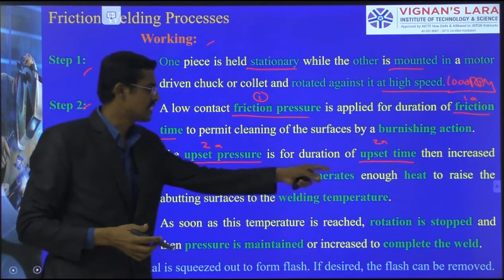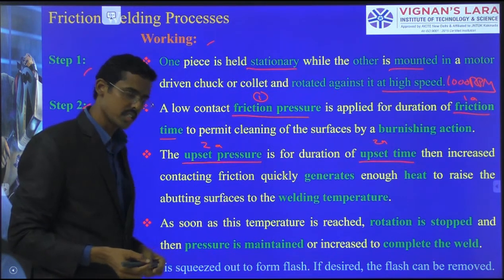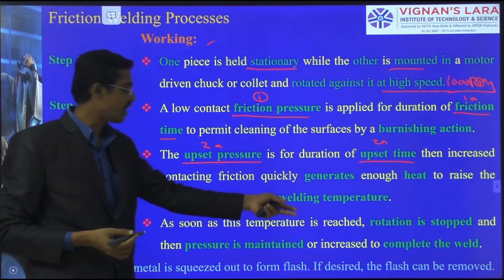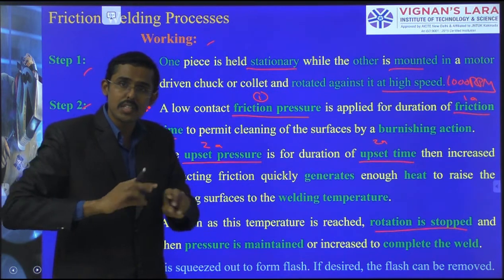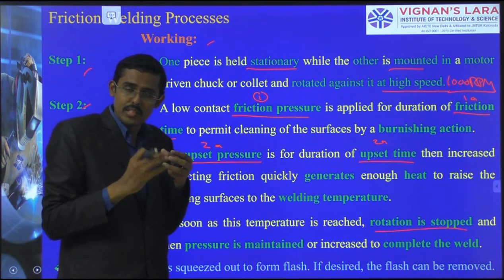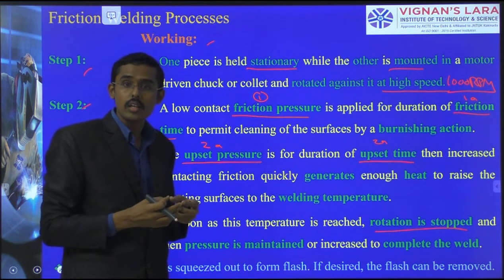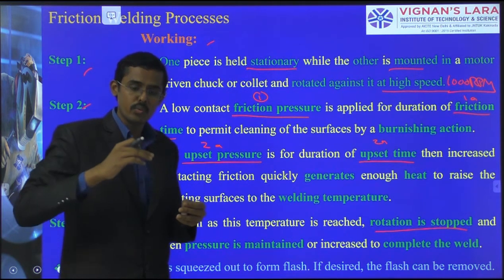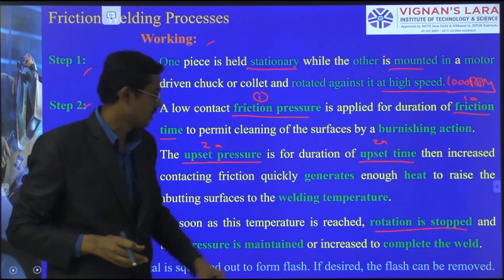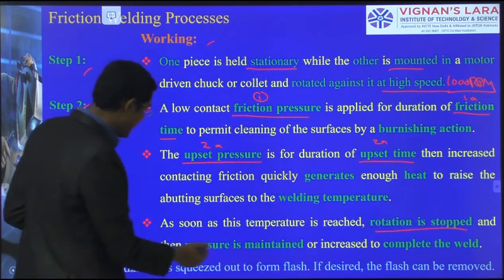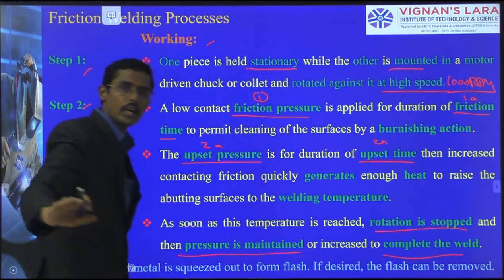Contacting friction quickly generates enough heat to raise the abutting surfaces to the welding temperature. Therefore, as soon as this temperature is reached, rotation is stopped, because to keep on rotating and keep on pressurizing is no use. We are rotating the workpieces for creating the rubbing action, creating the heat only. For welding it is to be stationary. Therefore, we are stopping immediately this 1000 RPM, we are stopping the rotation and applying the pressure. Stopping the rotation, and the pressure is maintained and increased to complete the welding process.